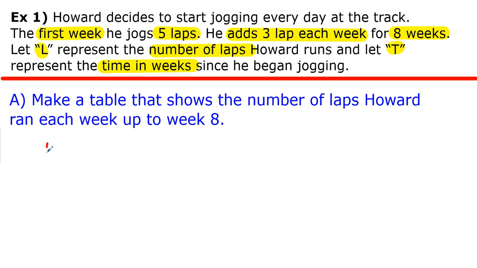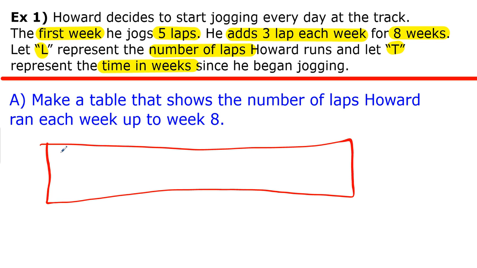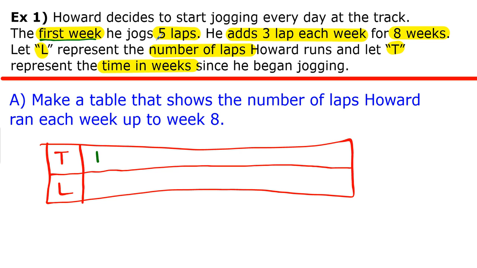So we're going to draw a little table here. We're going to make a vertical table. Since time is always your x-axis, we're going to have time right here. So T, which is our weeks. Draw my little line. My graph seems to want to smush in the middle of my table. And then of course L represents our laps jogged. First off, the first week, how many laps did he jog? Well, they gave that to us. His first week, he jogged 5 laps.